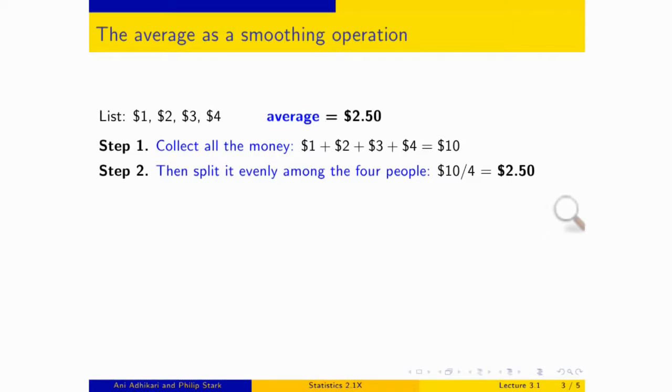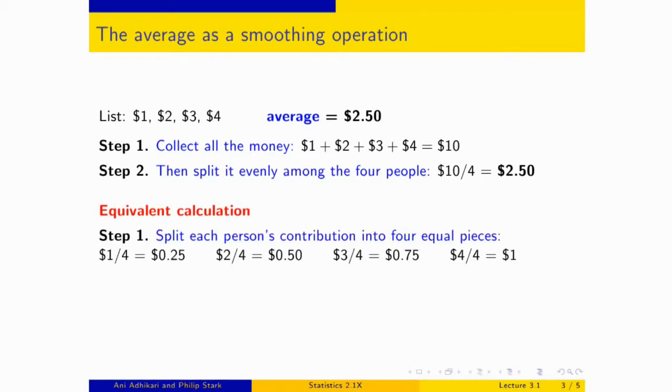And it is worth noting that this same operation of smoothing can be done in a different order. So here's an equivalent calculation. Do it in the opposite order. First, tell everybody, take your contribution and split your contribution 4 ways. And so this person with $1 would split the $1 4 ways and get a quarter, a quarter, a quarter, and a quarter. And so would each of the others split their contributions 4 ways. So the person who was sitting with $1 in front of them now has 4 quarters.